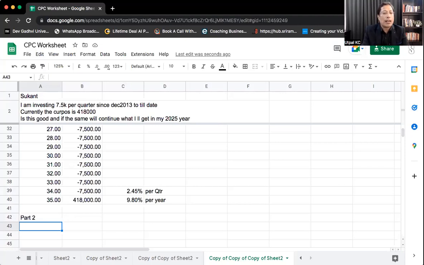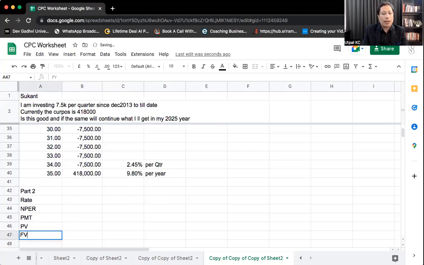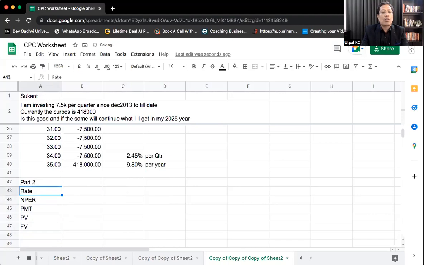Okay. So NPER is, so rate we know, NPER, PMT, PV, FV. Okay. So we know this, right? So rate we know, rate is 2.45% per quarter. Okay, we are taking per quarter, 2.45% quarterly. NPER is how much? 2025 means 3 years. 3 fours are 12. Right? Am I right? 12 quarters.